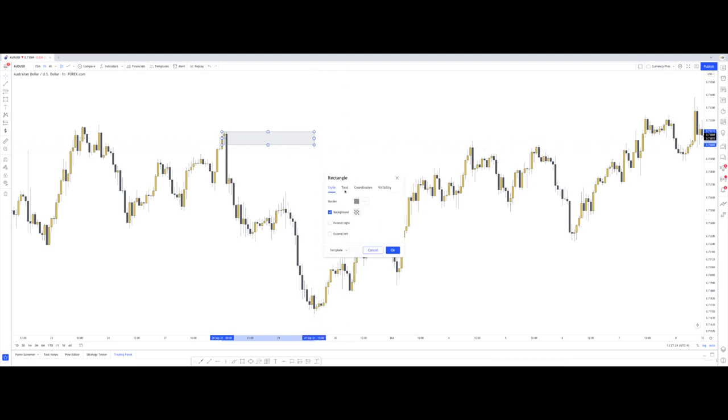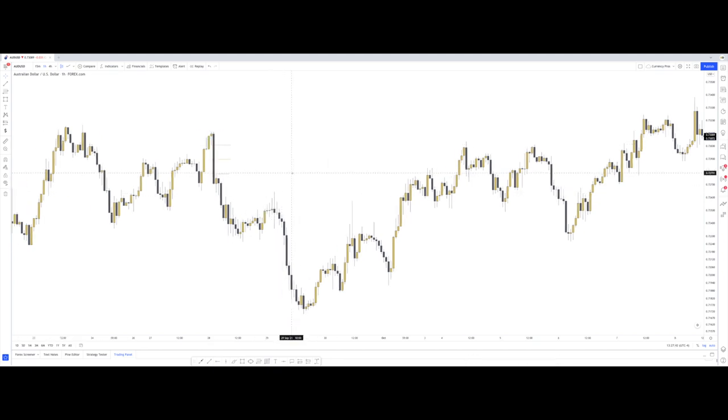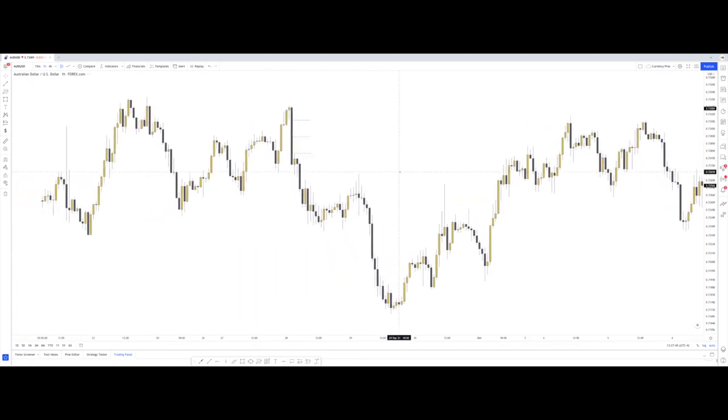Let's just label it 1 hour OB, okay? Now I'm going to use the Fibonacci tool to highlight the imbalance here, okay? This right here is the imbalance. You know what, let me hide the order block for 1 second just so you can more clearly see the imbalance. So let me explain to you why this is imbalance.